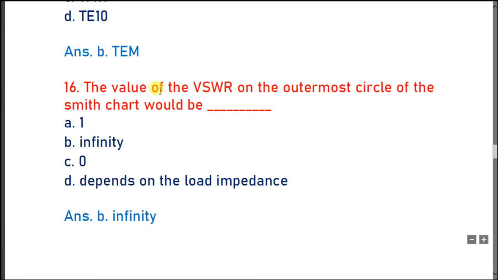Next, the value of VSWR on the uppermost circle of the Smith chart would be. So you remember the Smith chart. This chart starts from 0 and goes up to infinity. For VSWR, the minimum value is 1 and the maximum value is infinite. The maximum value is represented by the outermost circle. So at the outermost circle, the value of VSWR is infinite. Okay, so the answer is B.